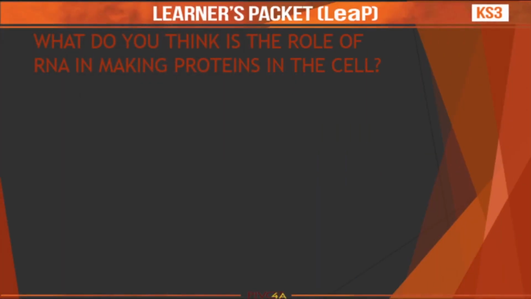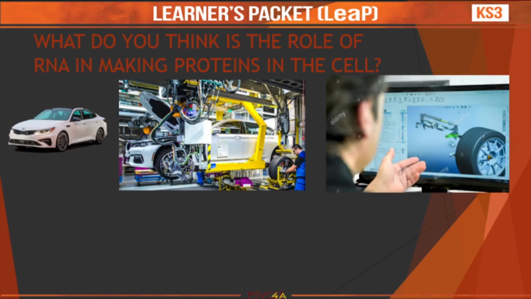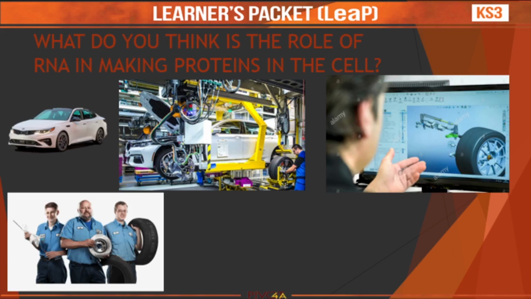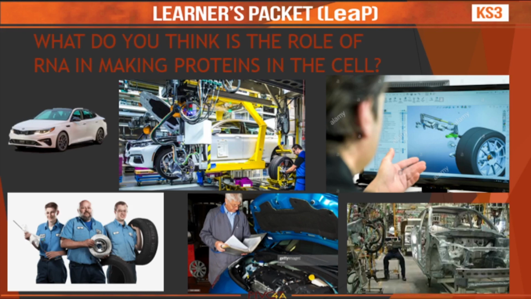What do you think is the role of the RNA in making proteins in the cell? Can you imagine a car being assembled in a car factory? By way of analogy, cars are built in many simple steps. Engineers tell workers how to make cars, and the workers follow directions to build the cars. Suppliers bring parts to the factory so they can be installed in the car. Protein production is similar to car production.